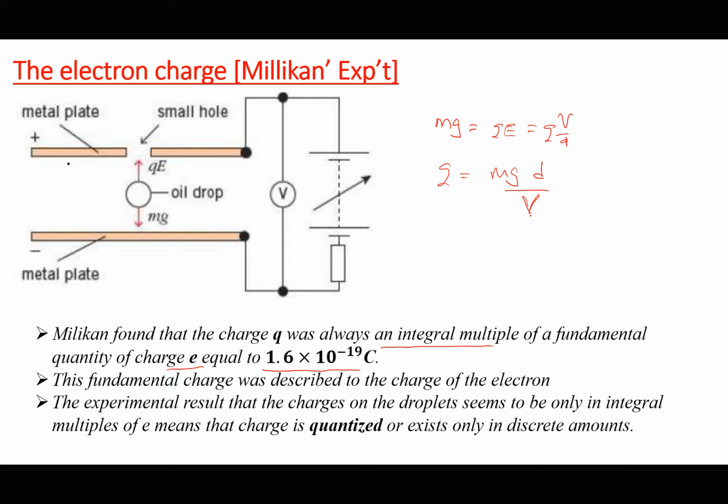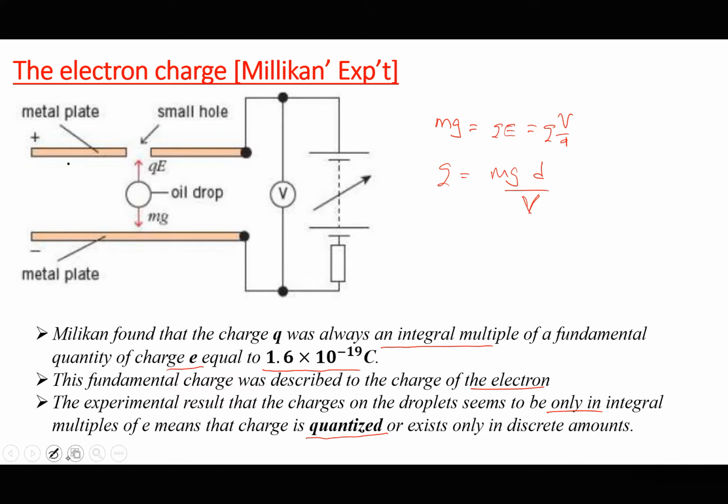So we say that charge takes on specific or discrete values. The fundamental charge was described as the charge of the electron, and the experimental result that the charge on the oil droplets seems to be only an integral multiple of E means that charge is quantized. So the next time somebody talks about charge being quantized, they are referring to charge taking on values which are multiples of 1.6 times 10 power negative 19 coulombs.